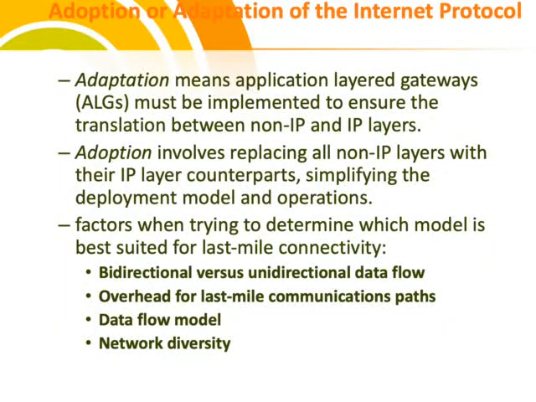Second point is overhead for last mile communication paths. So what is the overhead? If it is bidirectional, it's always an overhead, right? The application should certify whether the data has reached the end point, the last mile, or on the other hand, which data can be sent to the last point.